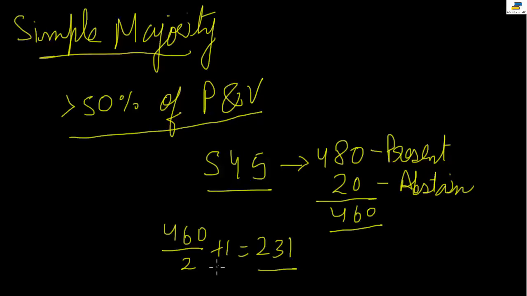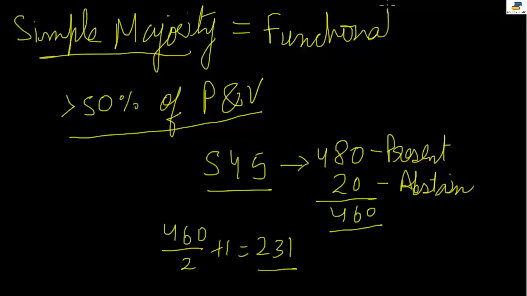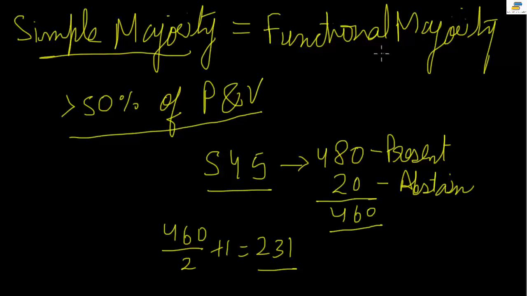So simple majority is basically 50% of the total people who are actually present and voting. It's not mentioned anywhere, so whenever it's not mentioned, we presume that the kind of majority that the constitution is seeking is only the simple majority. Simple majority is also known as the functional majority, because on this basis almost all the functions of the parliament are done. Basically the government here survives with the lesser votes, and this is how the simple majority works.